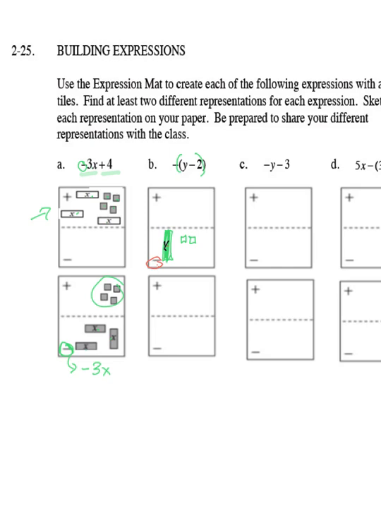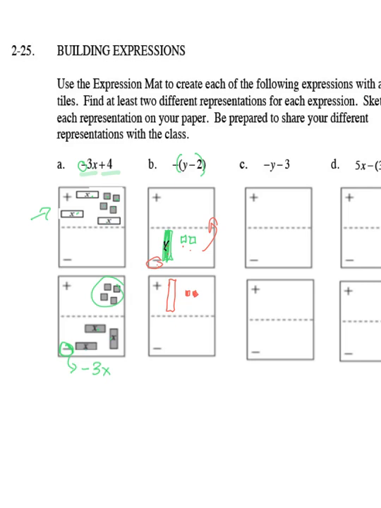And so what I mean by that is, if I wanted to push everything to the top, what I would do is just push my y tile up to the top, but instead of being positive on the bottom, now that it's on the top, it's going to be negative. Same thing with my 2 single tiles. They're negative 2 on the bottom, so if I flip them up, they're going to turn into positives.